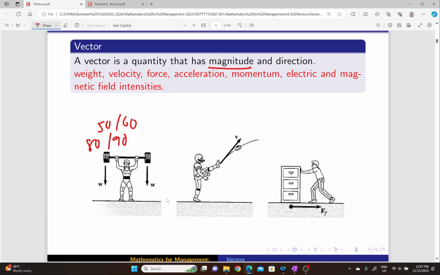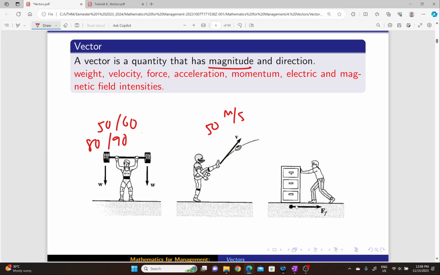Now, velocity. As I told you just now, velocity is also a vector quantity. We can compute the magnitude. Let's say the velocity is 50 meters per hour, or per second. This is the magnitude. You kick the ball. Where is the direction? The direction goes this way.